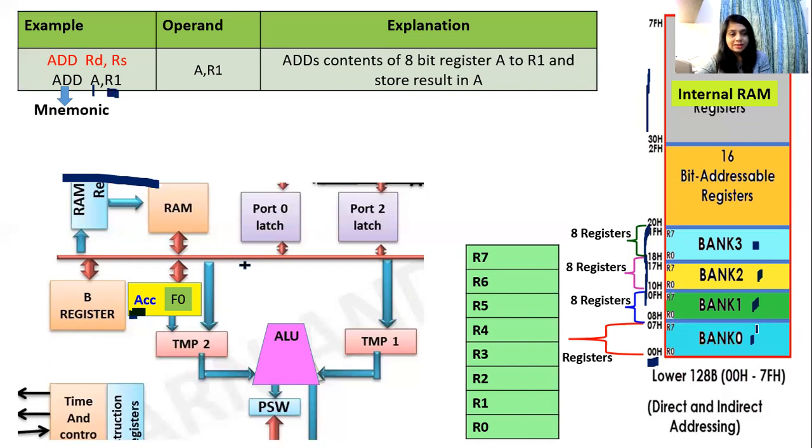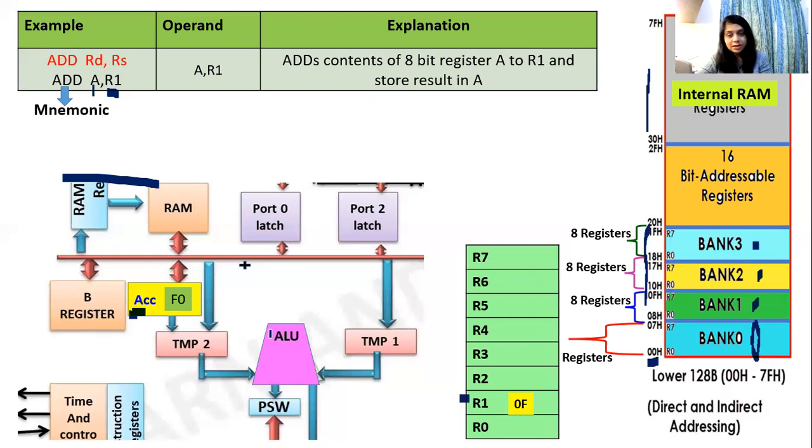For now, let's consider that we are handling only bank 0. Throughout this video, consider that we are accessing data from bank 0. Bank 0 has 8 registers, R0 to R7. So where is R1? R1 is here. What this instruction does is add contents of accumulator with contents of R1. What does R1 hold? Let's say R1 holds 0F, which is a hexadecimal number.